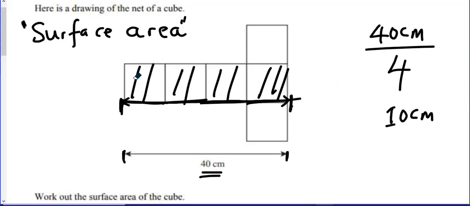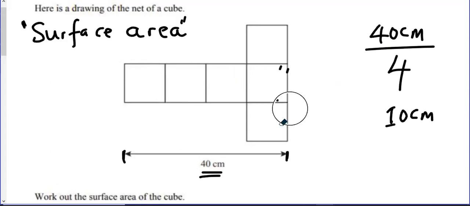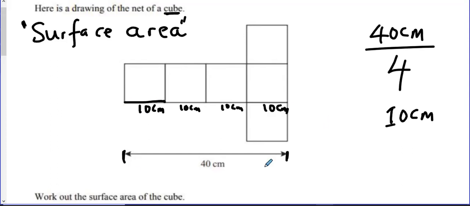So go ahead writing each square over here equals 10 centimeters. Each shape you see here is a square, because they're talking about a cube, and a cube is a 3-dimensional shape which is made of squares. So from here to here will be 10 centimeters, here 10, here 10, here 10. Total will be 40 centimeters.